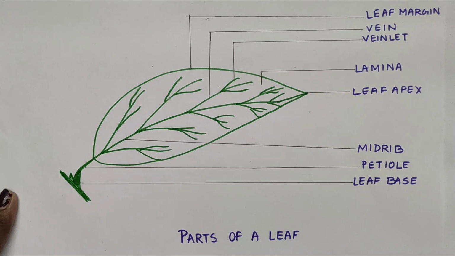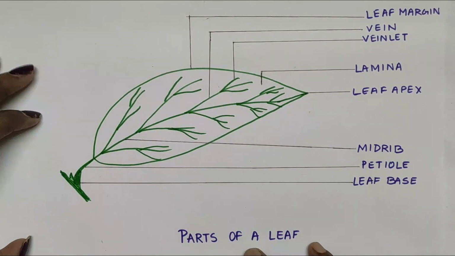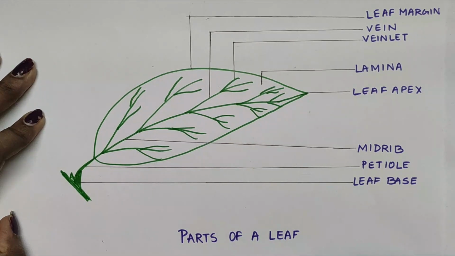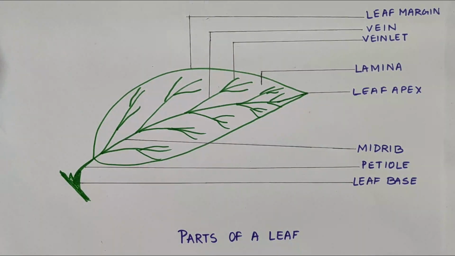In this diagram, you can see the picture of a leaf. What is a leaf? A leaf is a flat, thin and broad outgrowth of a stem. As you saw in the previous picture, and as you have seen in many plants around you, the leaf is a flat, thin and broad outgrowth of a stem. The point on the stem where the leaf attaches itself is known as a node.